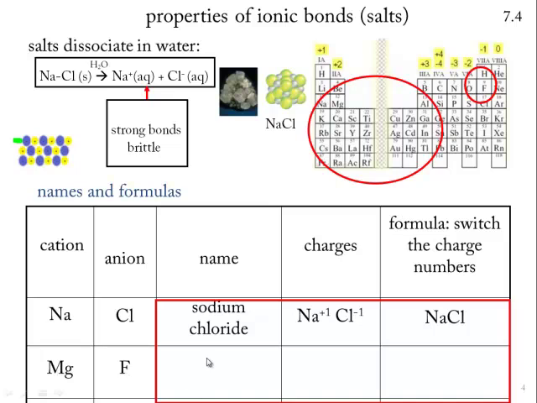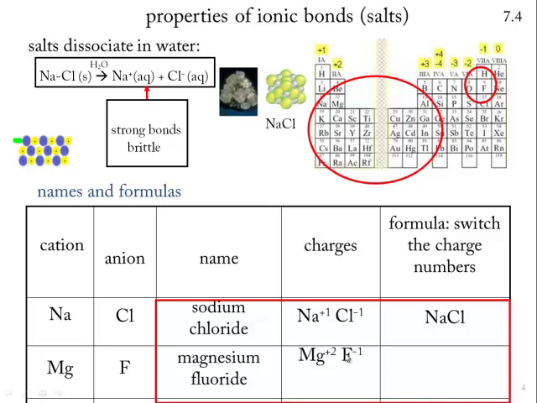Mg and F. Magnesium fluoride, right? Notice how you always take that anion and add the little IDE. You're used to doing that, right? Stannous fluoride in toothpaste, for example. The charges, however, in this case, are +2 for magnesium. See that? It wants to lose 2 electrons. 2 valence electrons, wants to dump them. Fluorine only wants to gain 1.